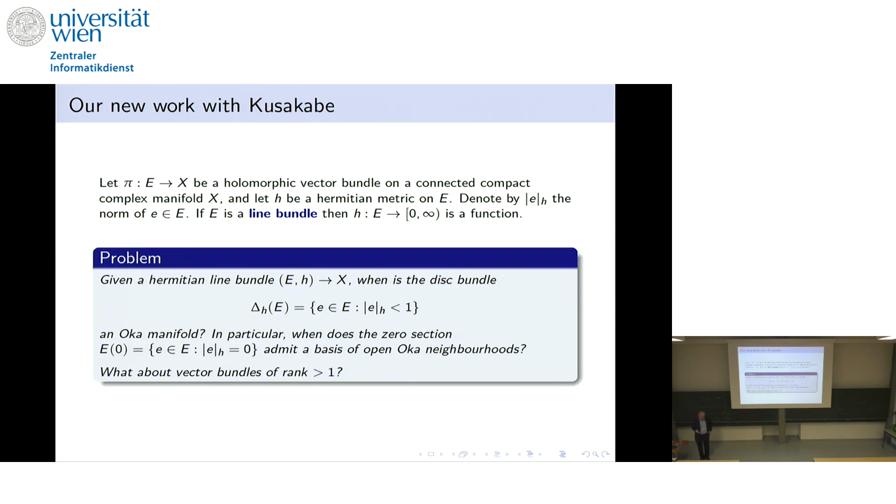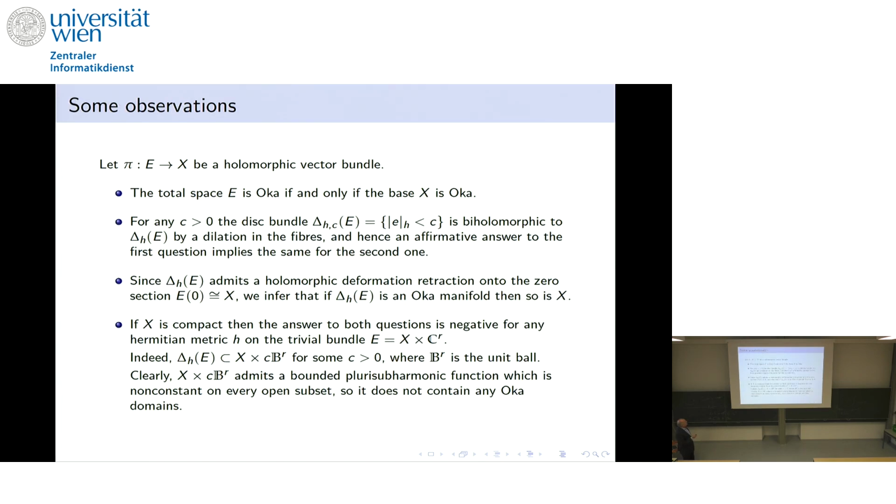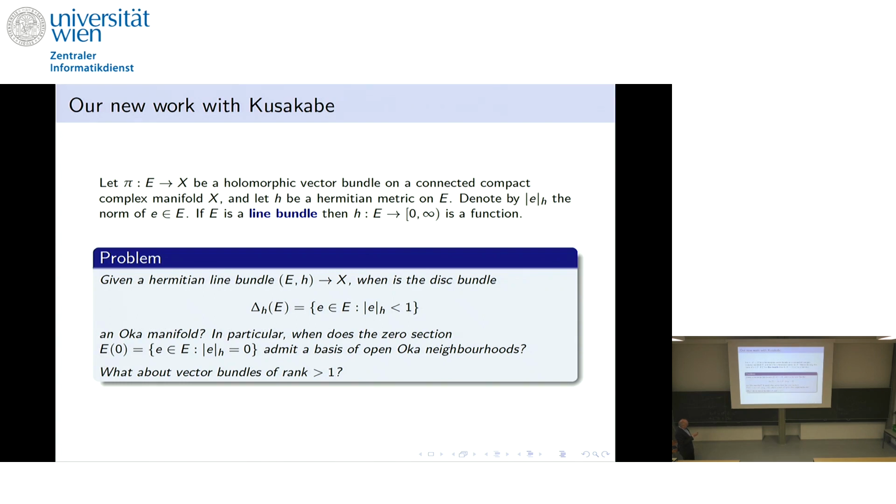And now I come actually to what I wanted to talk about. And here the question is the following. I was a little bit motivated with this question by the work that we did with Erlend. I look at a holomorphic vector bundle on a connected compact complex manifold with a Hermitian metric. I will mostly look at line bundles.